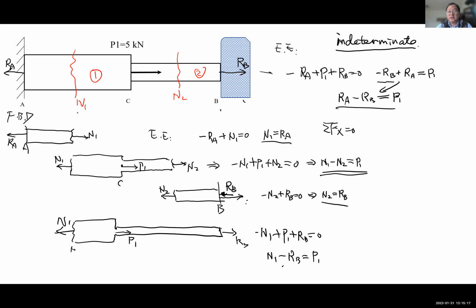Now, second, for this kind of indeterminate structure, how can we solve it? For example, for this bar. Anyone got a suggestion? How can we find out N1, N2 in this case? We only have one equation.